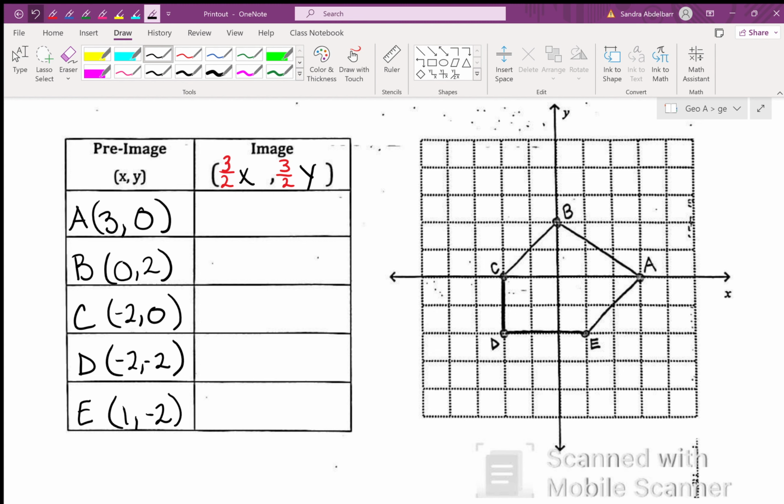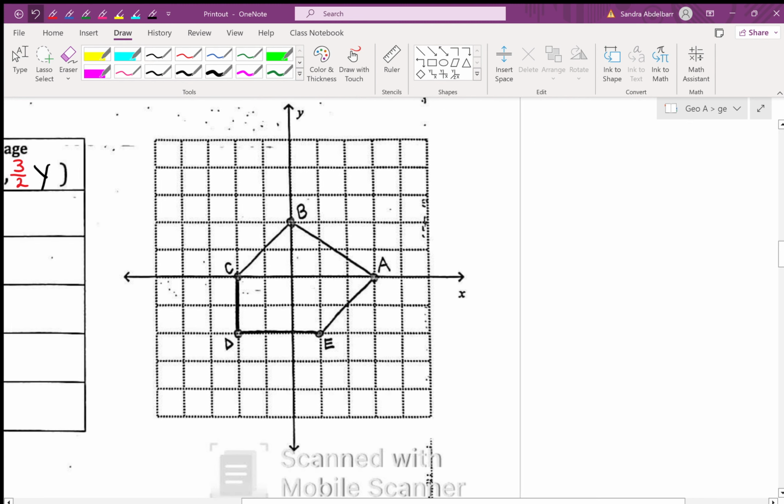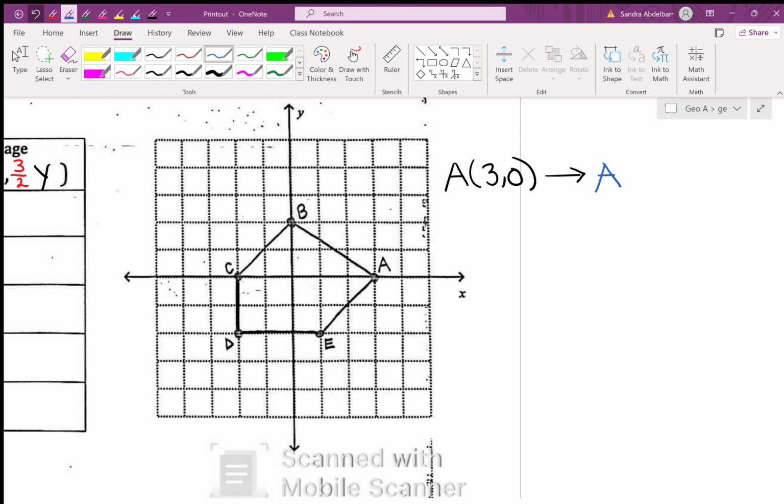And I'll show you how to do this. Okay, so my pre-image point is point A, which was the coordinates (3, 0). But now I need to dilate it. And when you dilate it, you call your new point A with a little slash on top of it. And we read that A prime. So that means this is the new improved A after the dilation, A prime. And that's just A with a little slash on top.